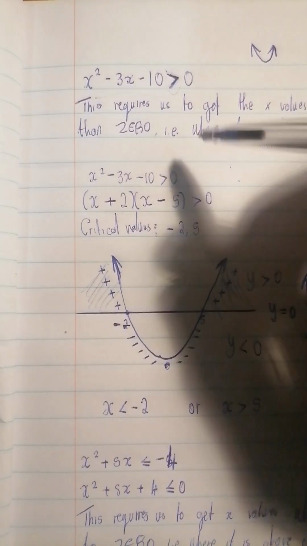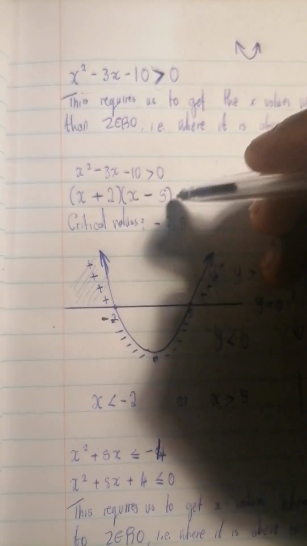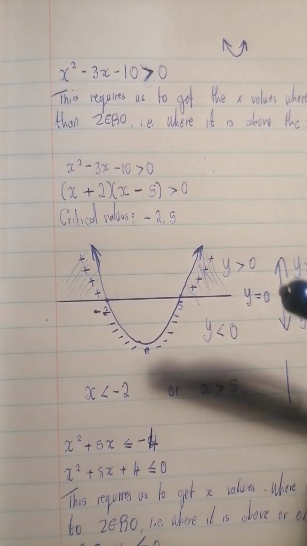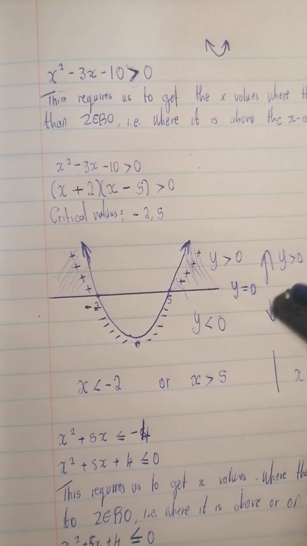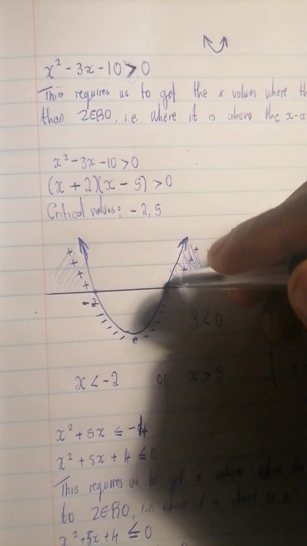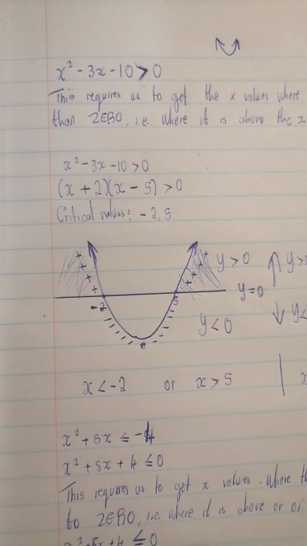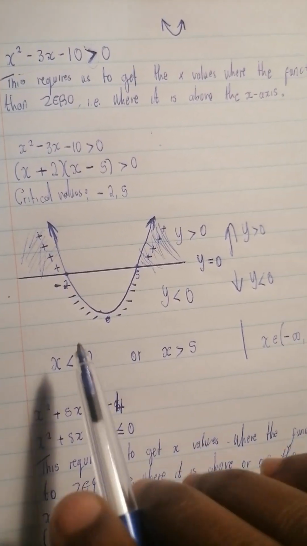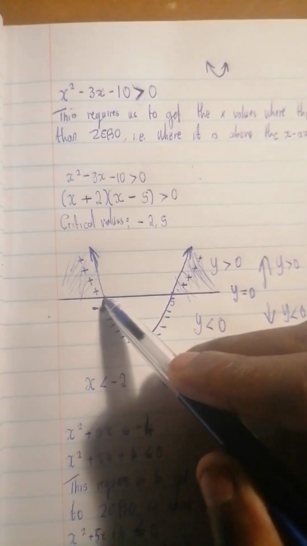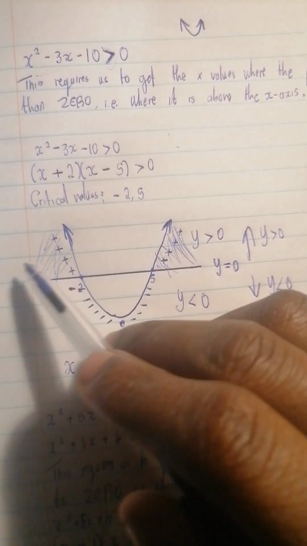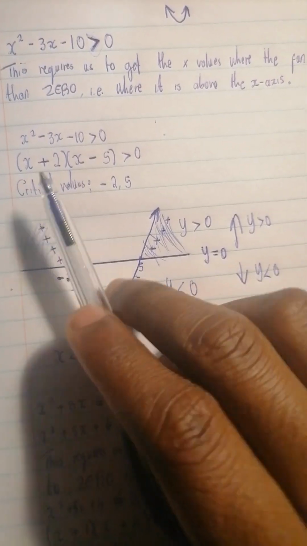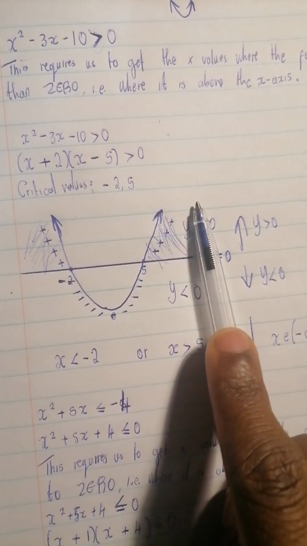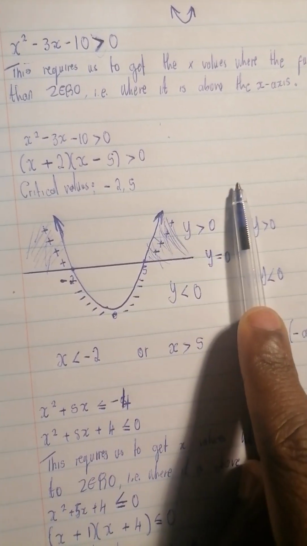So here I'm required to get the values which are greater than 0. Greater than 0 means I'm getting the values that are above the line y equals 0. So the values must be here. I must write it in a mathematical way. I say all x values less than -2, and all x values that are greater than 5.